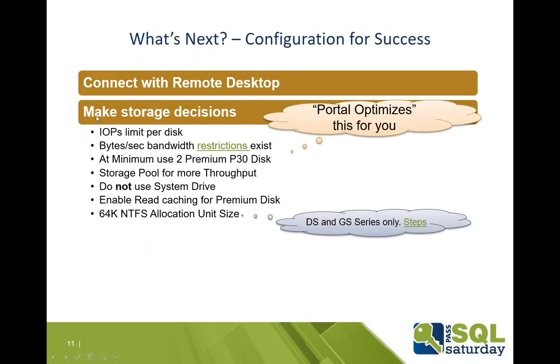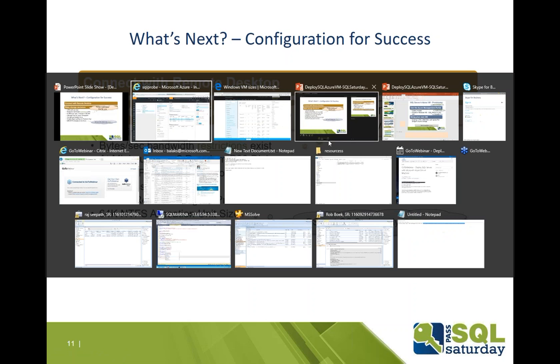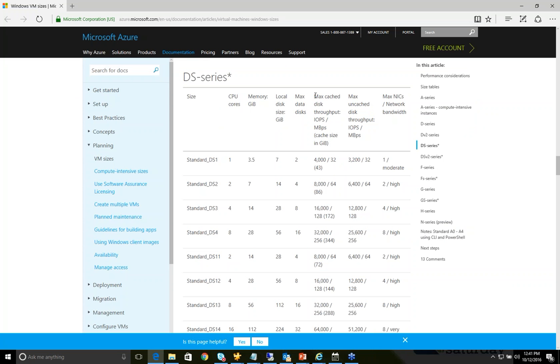Now, when you deploy, make sure the storage decisions are perfectly configured. So these are the storage configurations you need to make. One is how much IOPS you need for your VM. You need to identify that, and you need to ensure the bytes and bandwidth restrictions. So anytime you attach a disk, it has a max. So this is what I was talking about. The VM has an IOPS limit, a throttling limit.